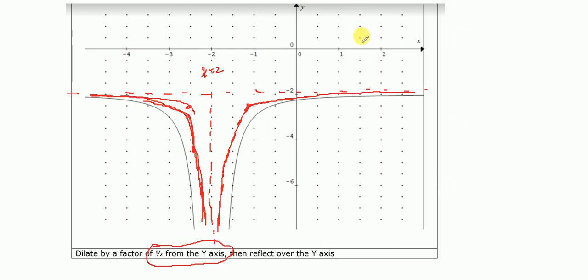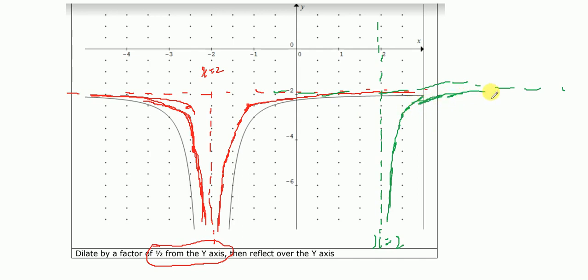So the asymptote goes over to here at x equals 2. The asymptote stays. That's one of the bits, so we end up with a curve that looks like this, and a curve that looks like that. As my final product.